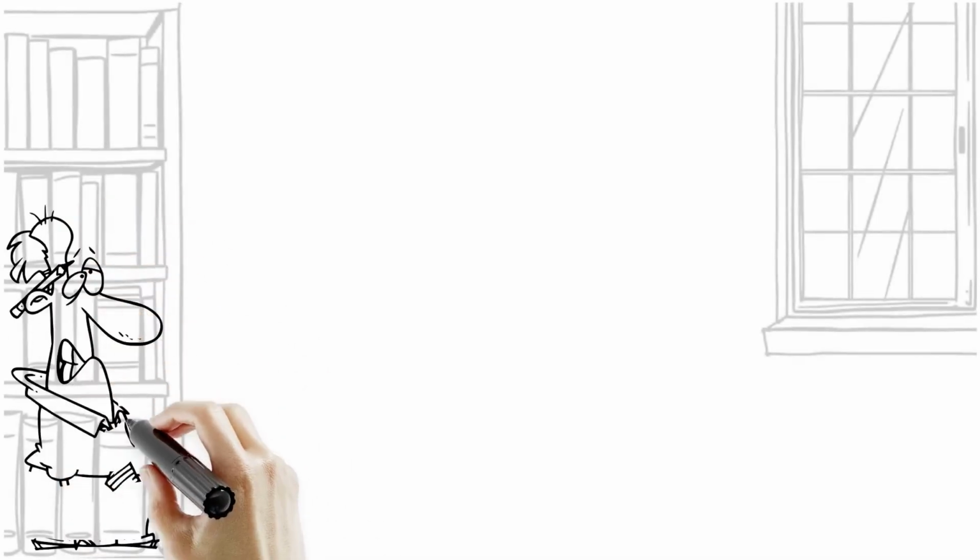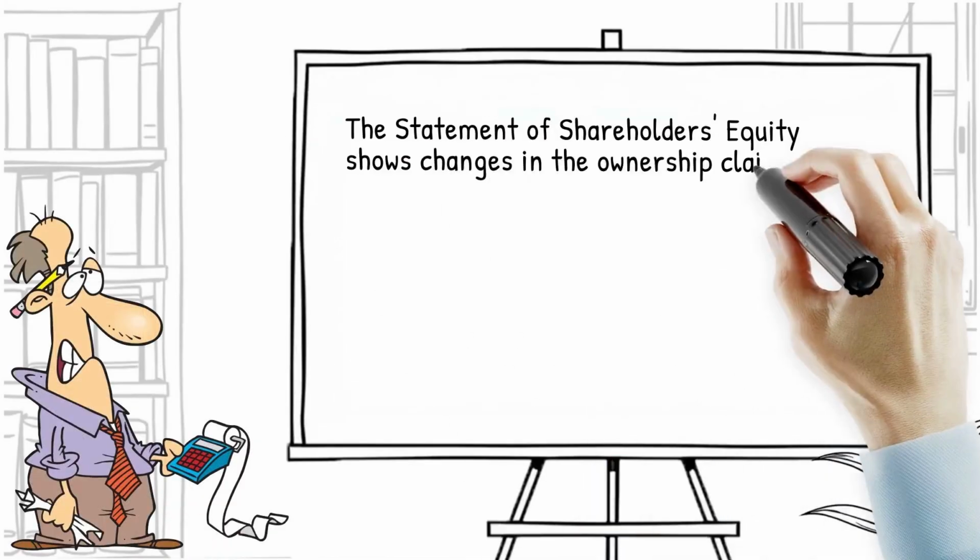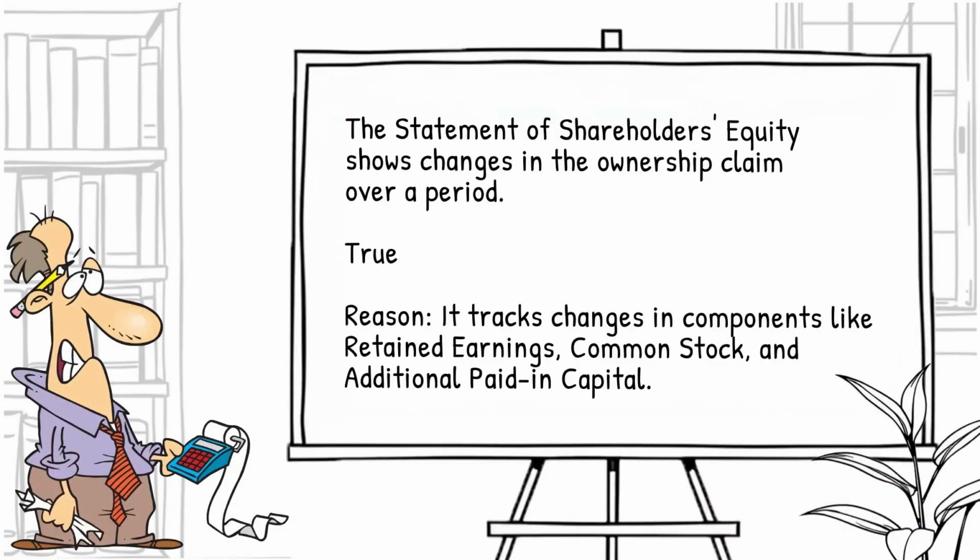The statement of shareholders' equity shows changes in the ownership claim over a period. True reason: it tracks changes in components like retained earnings, common stock, and additional paid-in capital.